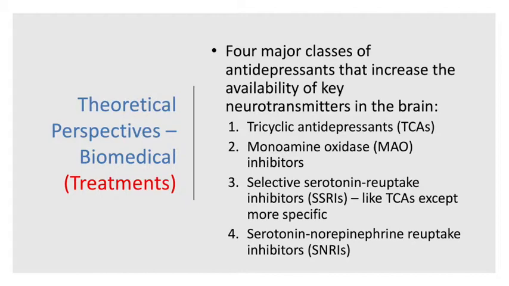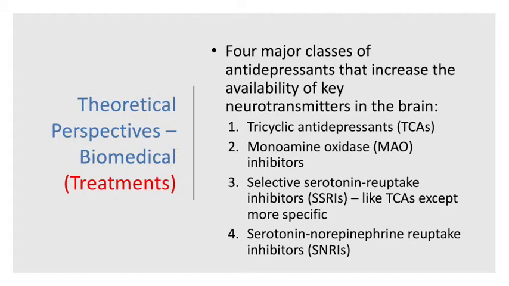Monoamine oxidase inhibitors are also another class of antidepressant medications, and these are MAO inhibitors. Monoamine oxidase inhibitors work by increasing serotonin through reducing the breakdown of serotonin. Okay, so they inhibit a particular enzyme in the brain that breaks down serotonin. So if you reduce the thing that breaks down serotonin, you increase serotonin in the brain, of course.